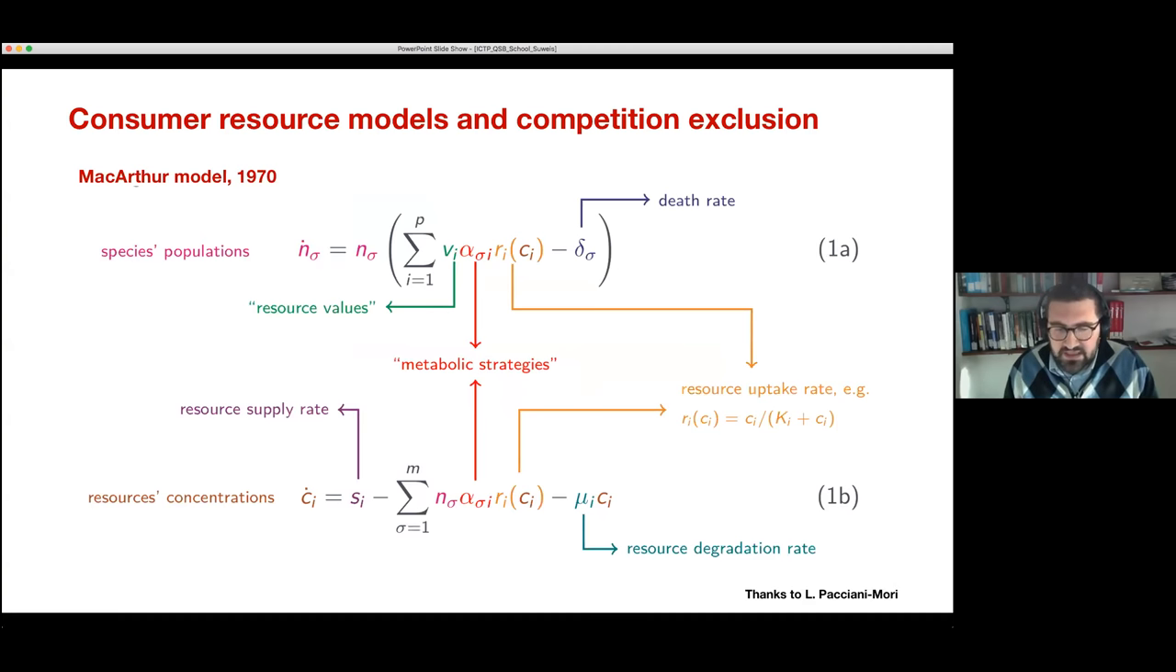A way to study such a problem theoretically is through consumer resource models. In particular, one of the fundamental achievements in theoretical ecology is the model proposed by MacArthur in the 70s. This is a system of coupled differential equations, one for the species population, denoted here by N. Species grow by consuming a resource. The resource concentration is given by C, and R is the resource uptake rate, which is typically considered a monod function. So this is a classic monod function.